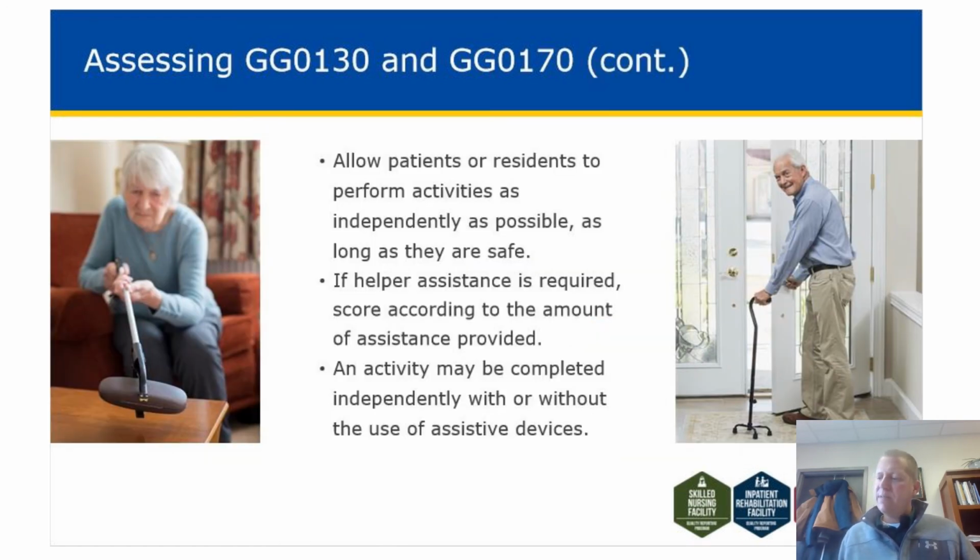So when we're administering section GG, we want to make sure that our patients or residents are performing their activities as independently as possible and making sure they're safe. So we really want to make sure that we're identifying if help or assistance is required and to determine how much assistance is required.